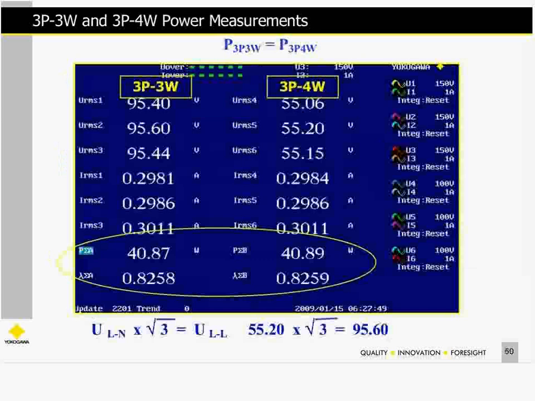Here's an example from our display, hooked up to a common load 3-phase 3-wire connection, and our power here was 40.87, and on the 3-phase 4-wire connection on the same device simultaneously, they had 40.89, basically the same power factor. Now you'll see the voltages. This is your line to neutral voltage, 55.2, and this is a line to line, 95.6, and it calculates out exactly correct. The phase currents, either method, are the same.